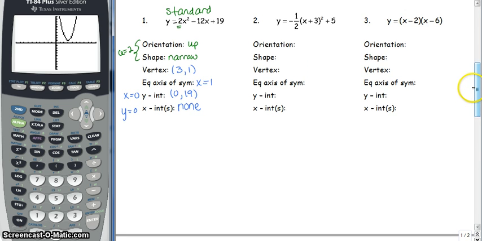Notice that we don't have any grids like we did yesterday. We are going to sketch our graph. When you sketch your graph, you should still have important points. And we have a vertex at 3, 1. So I would say that would be around there.